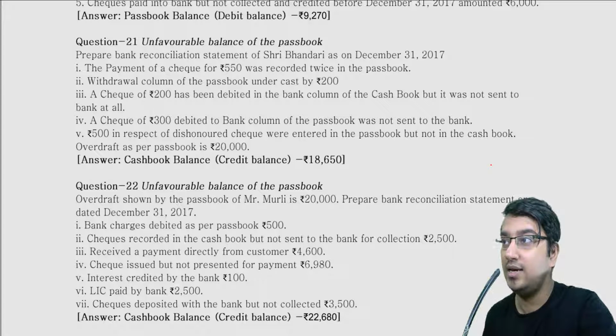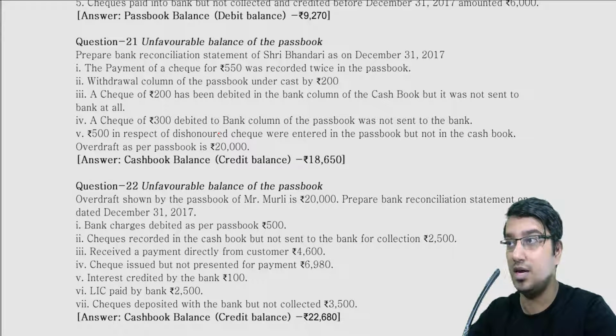Next point, they're saying a check of 200 has been debited in the bank column of the cash book, but it was not sent to the bank at all. That means I was expecting 200 to be the deposit in my cash book, but nothing was entered in the passbook. So passbook is the starting point. I'll just add there as well. So 200 should be the addition. I hope you are understanding what I'm saying. I'm not making analysis for this now.